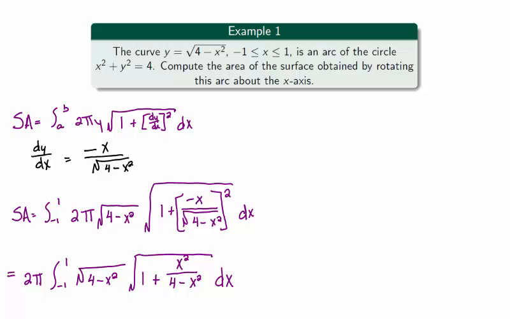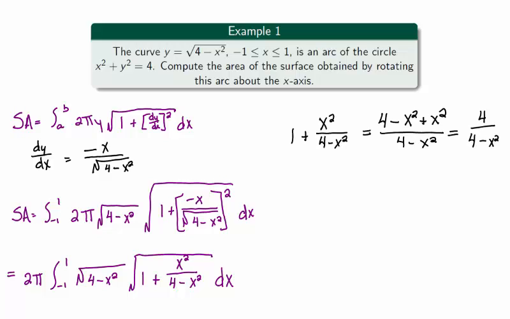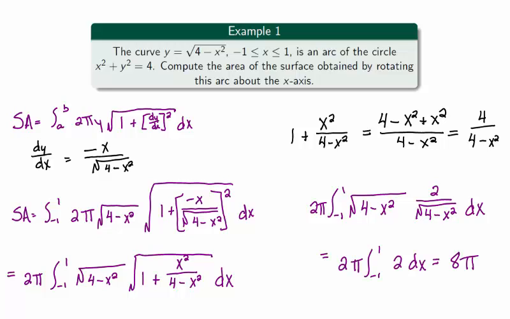Simplifying the radicand, we obtain that 1 plus x squared divided by 4 minus x squared equals 4 minus x squared plus x squared, divided by 4 minus x squared, which equals 4 divided by 4 minus x squared. And hence the integral becomes 2 pi times the integral from negative 1 to 1 of the square root of 4 minus x squared times 2 divided by the square root of 4 minus x squared dx, which equals 2 pi times the integral from negative 1 to 1 of 2 dx, which equals 8 pi.